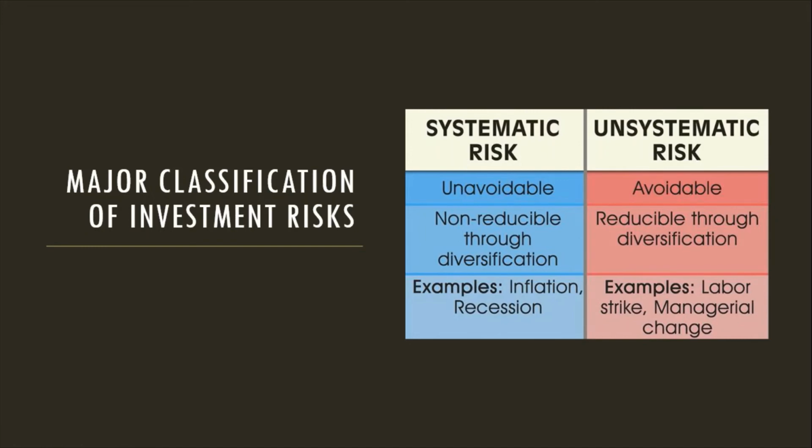It's part of the system. It's built in the system, and this risk cannot be avoided. According to our financial management principle, there are risks that can be avoided, and there are risks that cannot be totally avoided. Hindi talaga siya pwedeng tanggalin. And so we call that systematic risk. And unsystematic risk means it's avoidable. Okay? Systematic risk means it's non-reducible through diversification. But unsystematic risk is reducible through diversification.